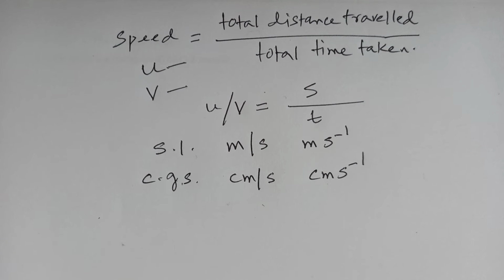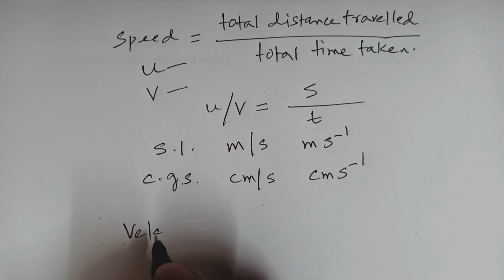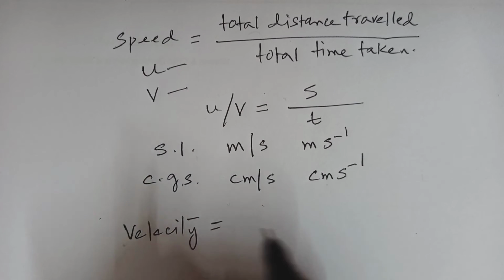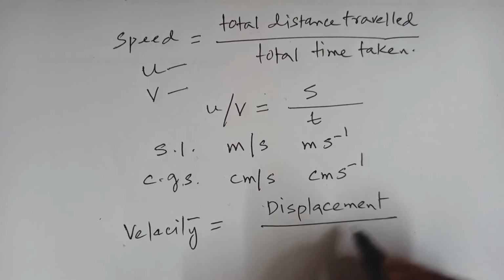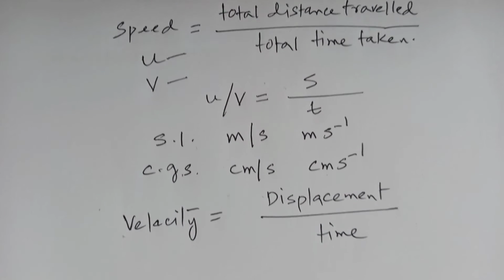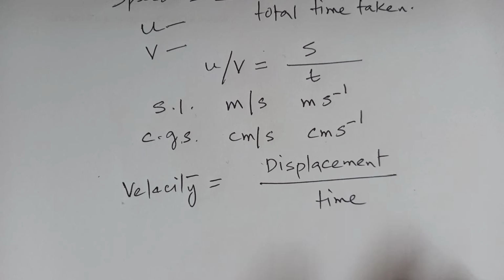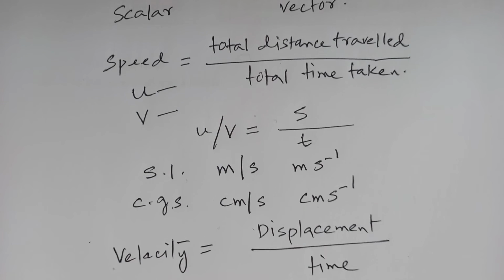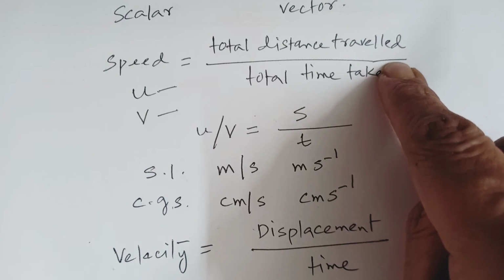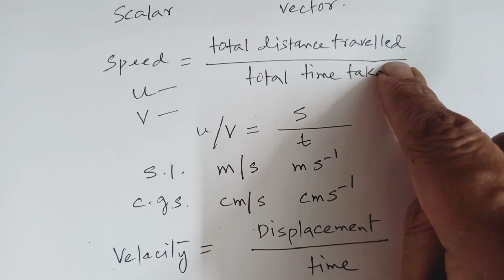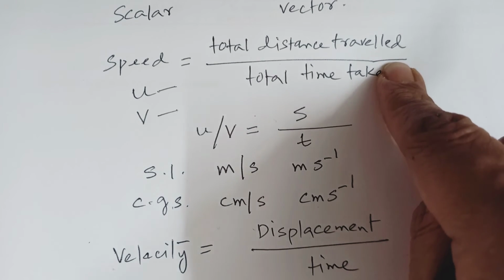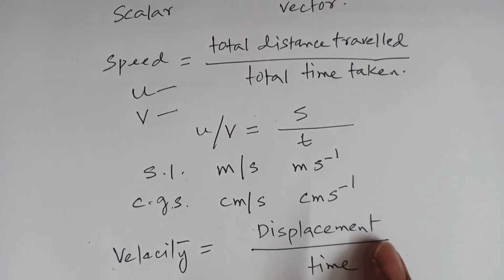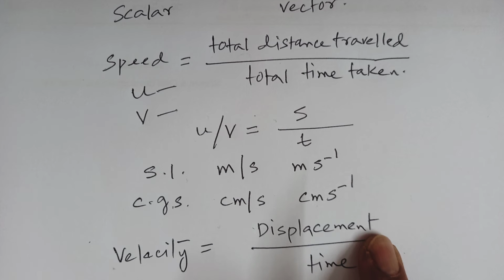Now, what is velocity? Velocity, on the other hand, is displacement divided by time. Now, what is the definition of speed? The speed of a body is the rate of change of distance with time. That is the definition of speed. And what is the definition of velocity? The rate of change of displacement of a body with time is called the velocity.